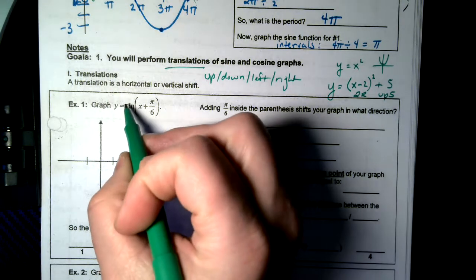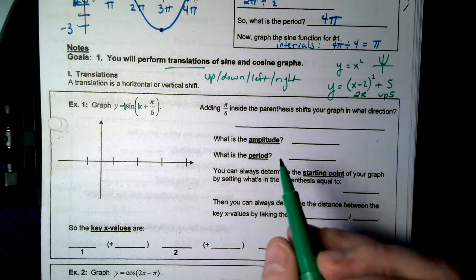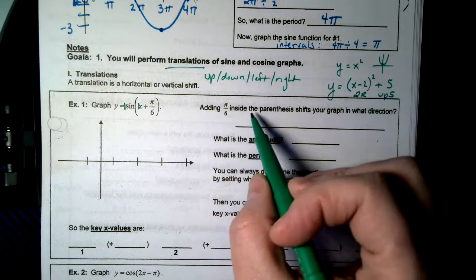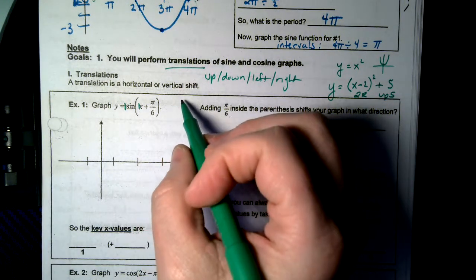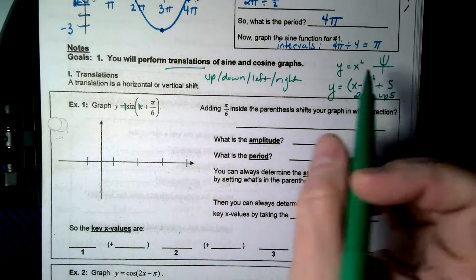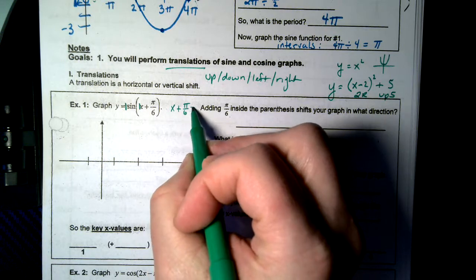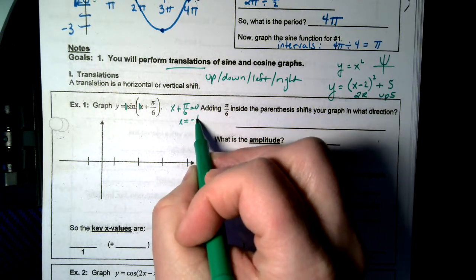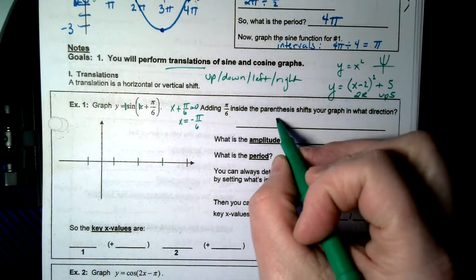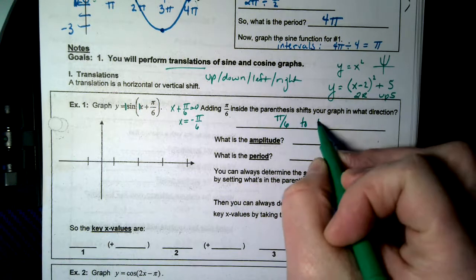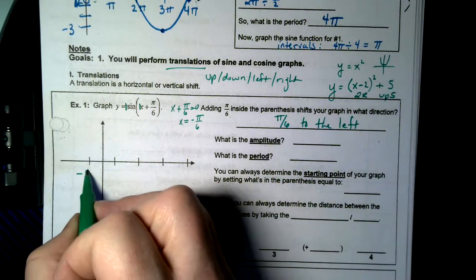All right, so keep in mind, my amplitude is 1. My multiplier in front of x is also a 1. Adding pi over 6 inside the parentheses shifts your graph in what direction? You have to think of it as the same thing that we did up here. You would solve for the parentheses, set it equal to 0. You would subtract to get x equals negative pi over 6. It moves negative pi over 6 to get started. So it goes pi over 6 to the left. And that's where it's going to start, at negative pi over 6.